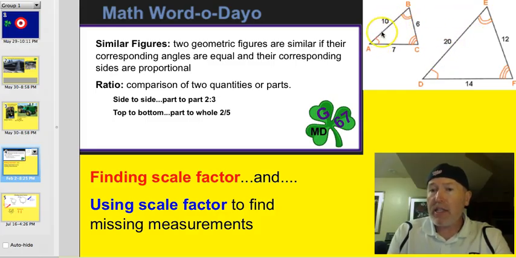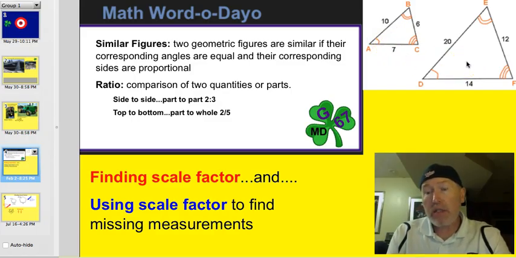Look at this side is 20, this side is 10. Looks like they're doubling. This side is 6, this side is 12. This side is 7, this side is 14. This one here is 1/2 the size of this. Or this triangle, it's similar. Its angles are equal. All of the sides are twice as large. It's 2 times the size.